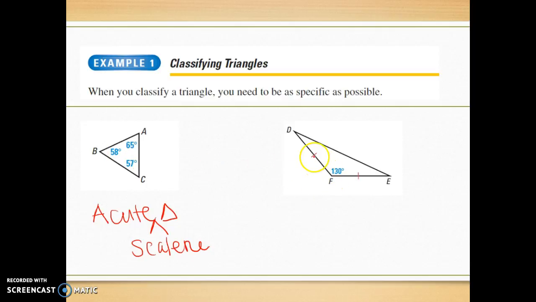For the second one here, I do see I have a 130 degree angle, which means this is obtuse. And because I have 2 tick marks, I know those 2 sides are congruent, so it's an obtuse isosceles triangle.